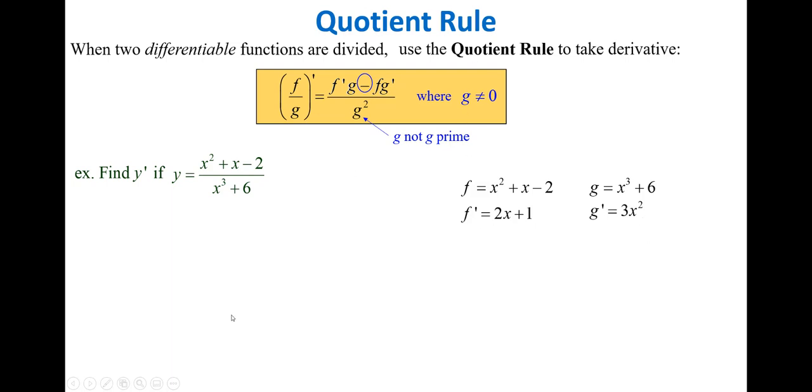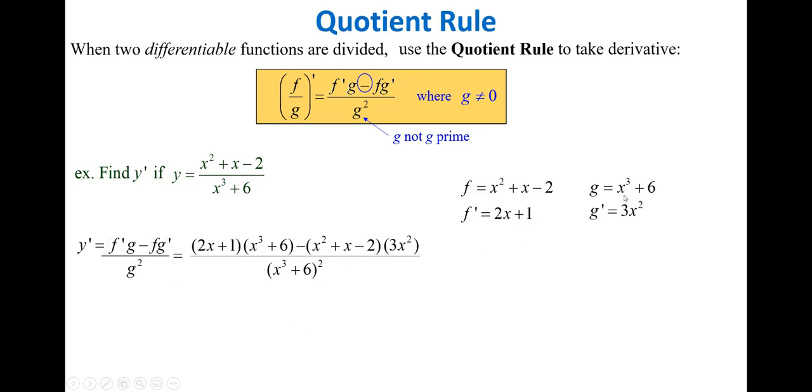And then following the formula, y prime would be f prime g minus f g prime all over g squared. Plugging in, it would be 2x plus 1 times x cubed plus 6 minus x squared plus x minus 2, this is f, times g prime, 3x squared, all over x cubed plus 6 squared. As far as the simplification here, you're going to simplify the numerator but not the denominator.